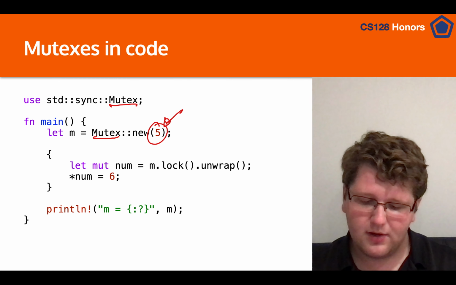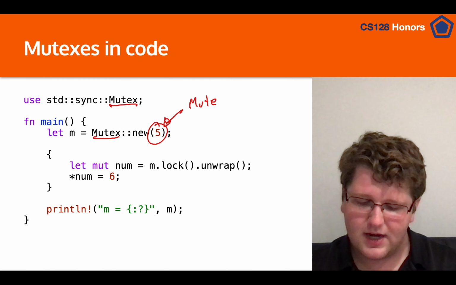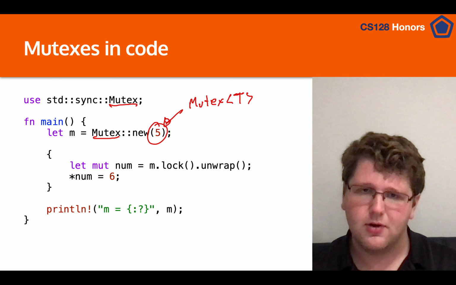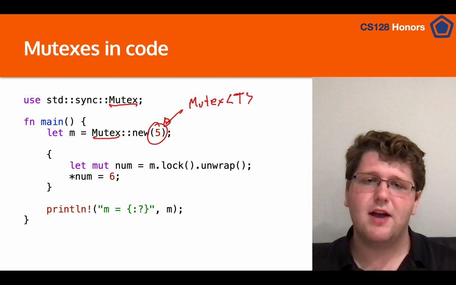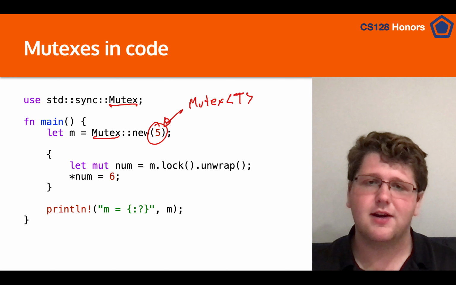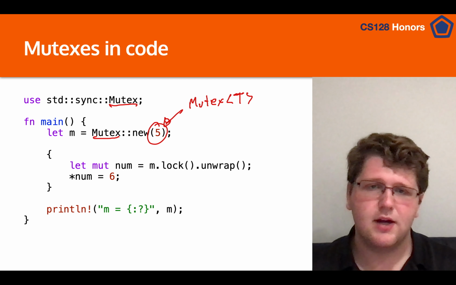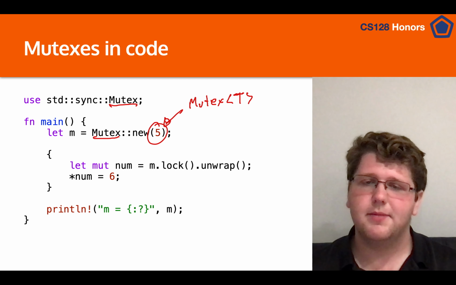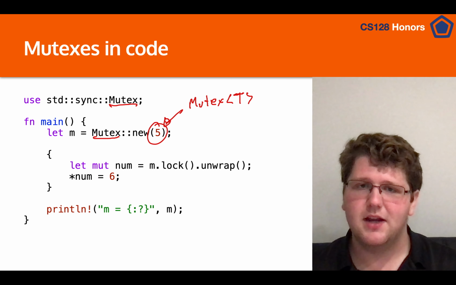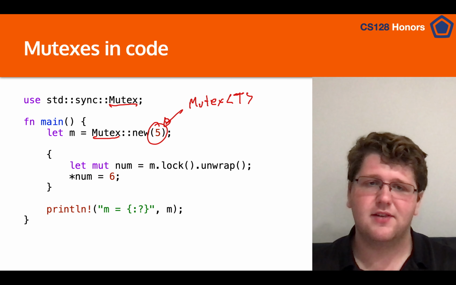What's interesting about mutex is that it's actually a generic type, which, if you remember from something like Java or C++, allows you to pass different types in. Right now we're having a mutex lock of the int 5, but we could have a mutex of, say, a string or a character or something else. This doesn't just have to be integers, but that's what we're using it for in this case.